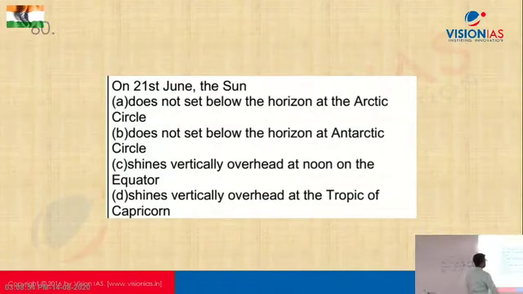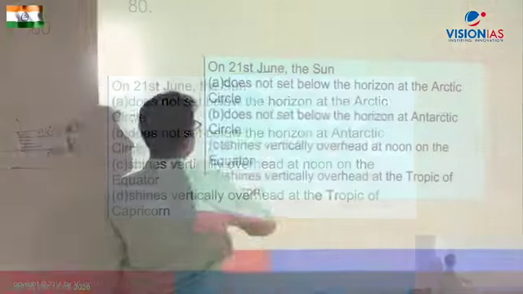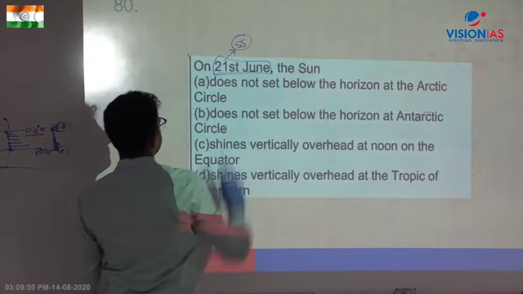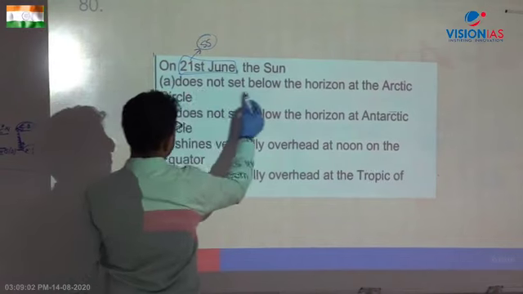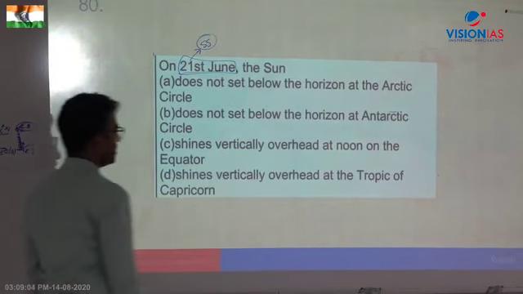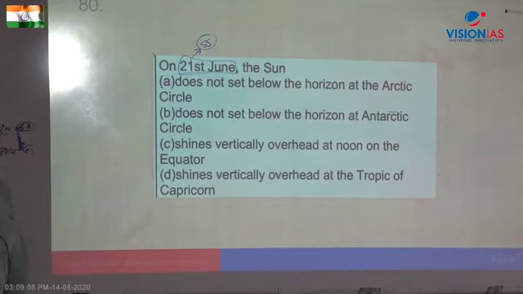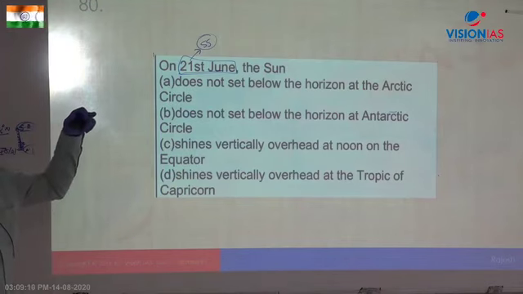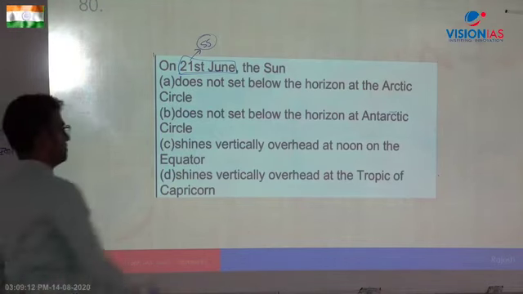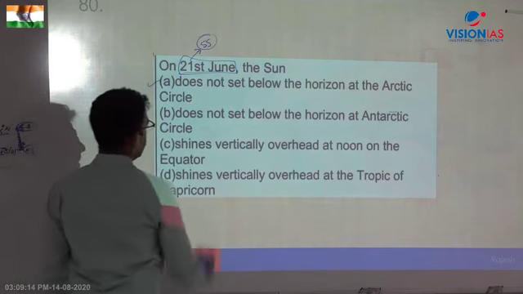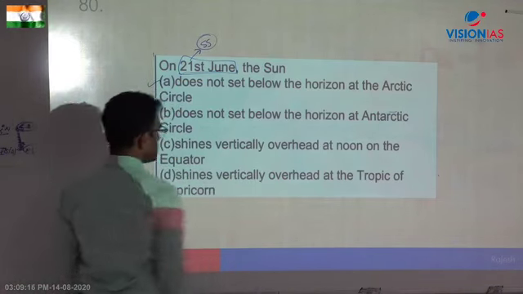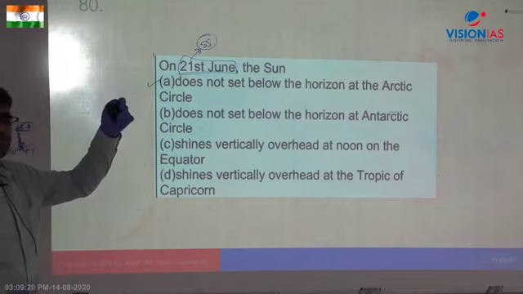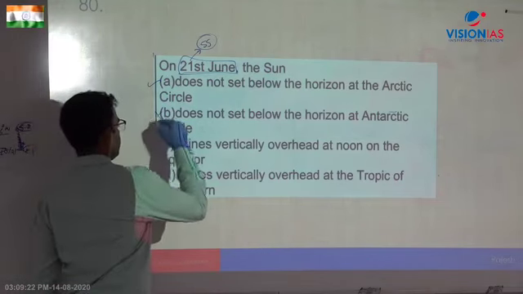And we have this question which was asked in 2019. On 21st of June, what is the 21st of June? That is summer solstice. The sun does not set below the horizon at the Arctic Circle. Is that right? Arctic Circle is completely tilted towards the sun, so that's why the sun will never set below it. This is correct. What about this? It does not set below the horizon at the Antarctic Circle. No. Antarctic Circle is away from the sun always, so it's always night. So this is wrong.